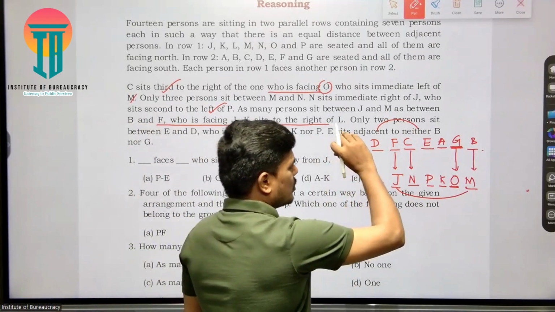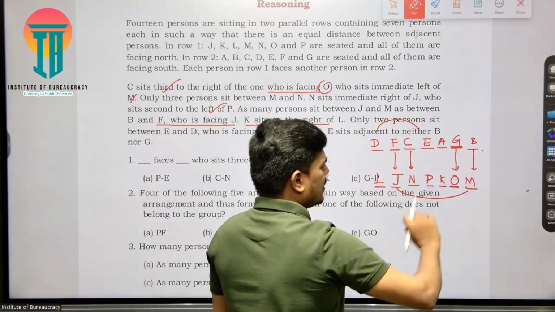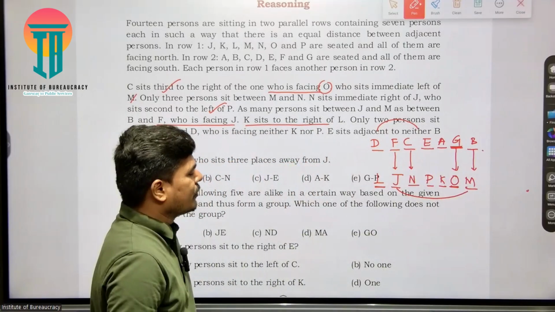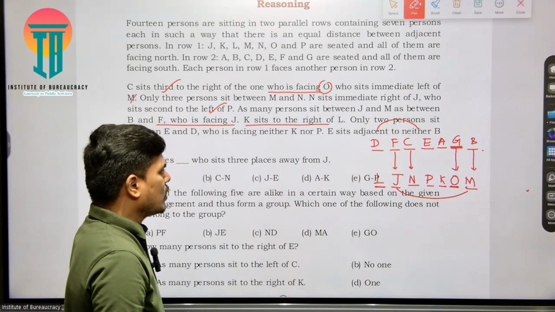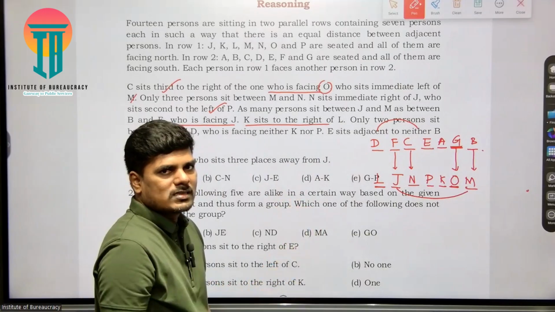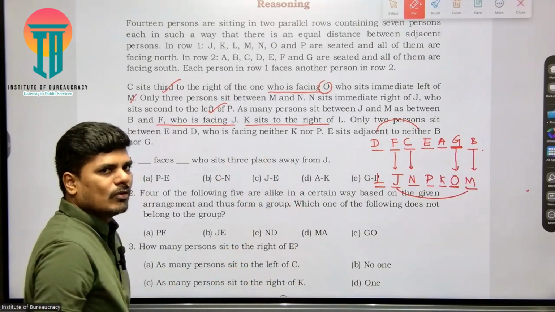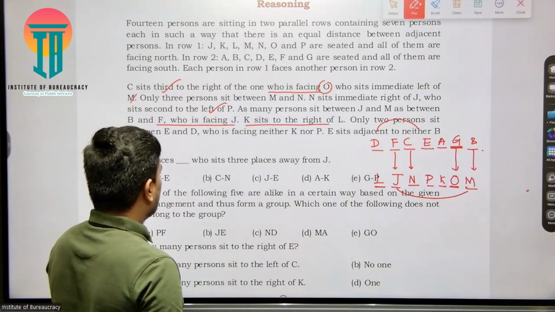These are the people who are sitting in the second row. These are the people who are sitting in the first row. So take some time quickly and try to arrange it properly. Once you arrange it properly, you'll be able to answer the question based on this. Okay, so now let's try to answer.